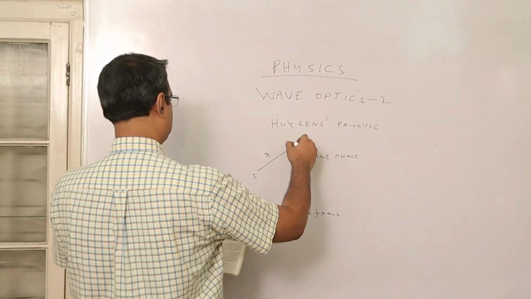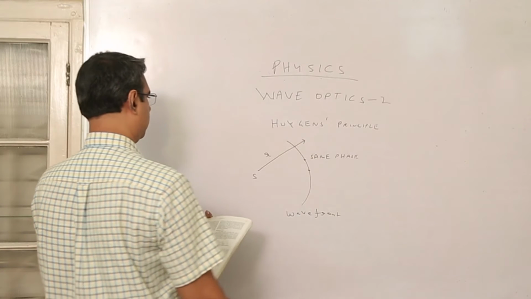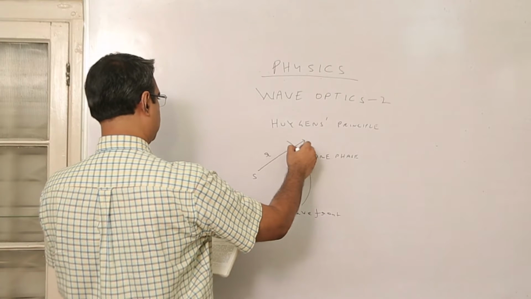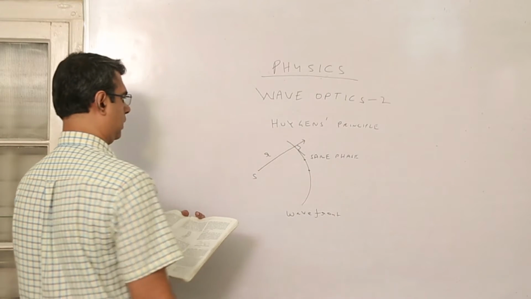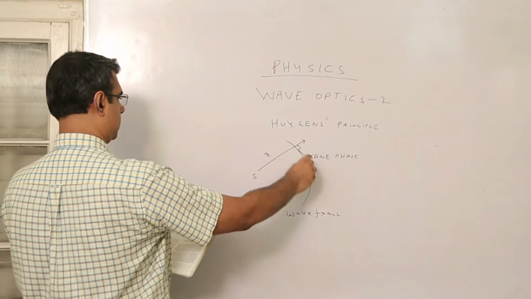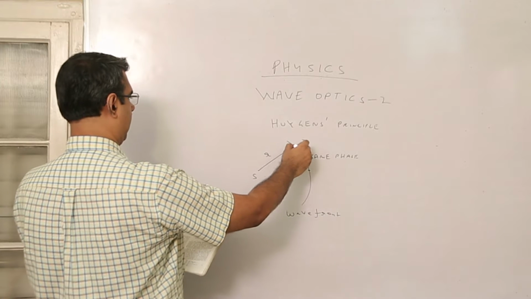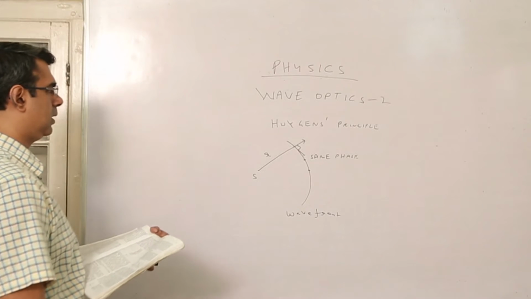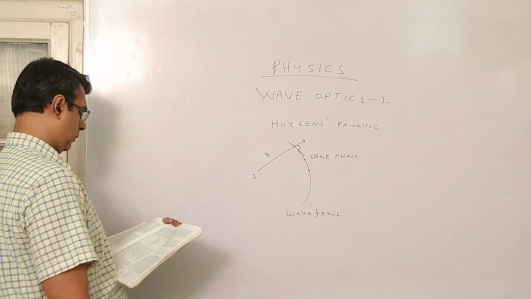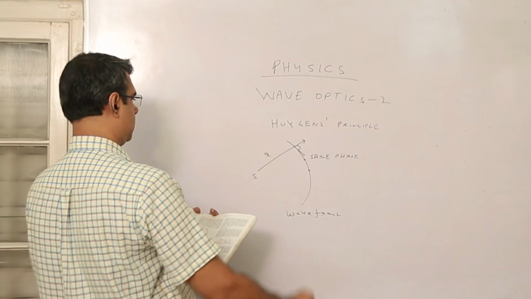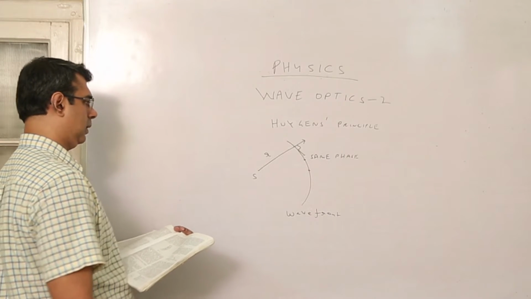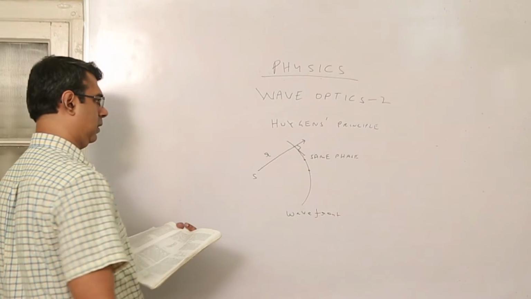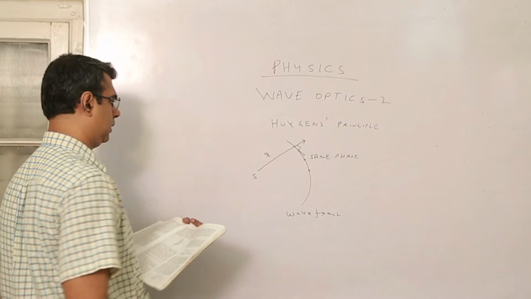Another thing is that the direction of propagation of the wave will always be perpendicular to the wave front. So if you say that this is your wave front, then the tangent to the wave front and the direction of propagation will always be perpendicular. And this is in fact a rule that for any point source, the wavefront will always be spherical, like the one which I have drawn over here.